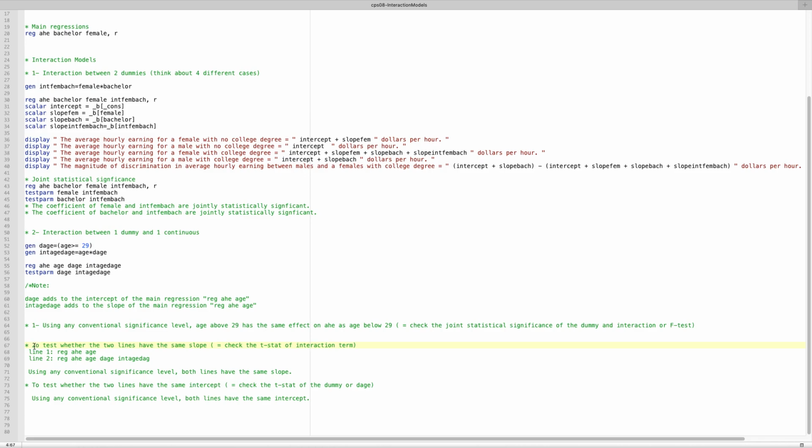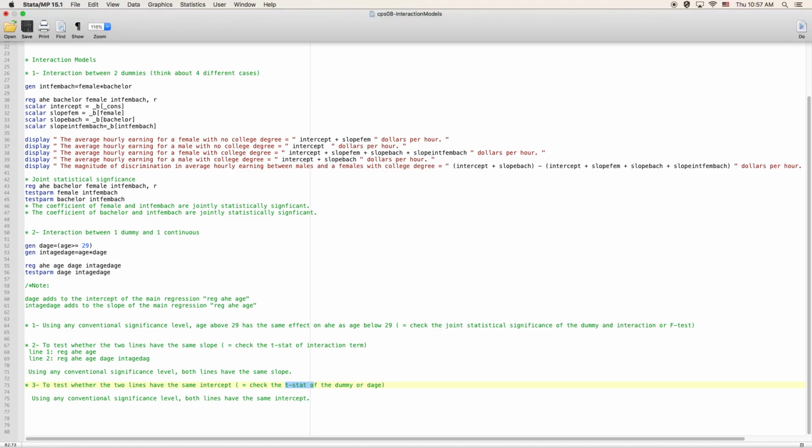And then number 2, so in number 2 we are only checking interaction term. In number 3, and that's why we're using a t-statistic, in number 3 we are checking the intercept, or the t-statistic of the intercept. So you would think of number 1 combines 2 and 3 together by using an f-test, and these are the possible different conclusions that we can get.